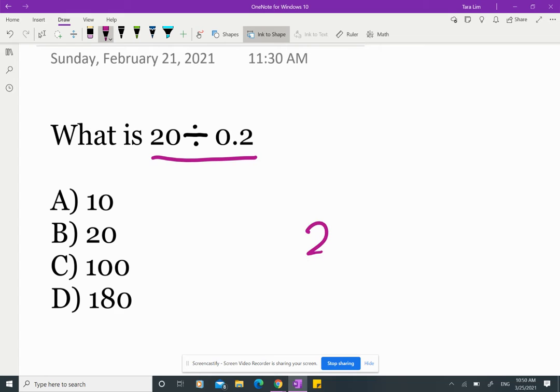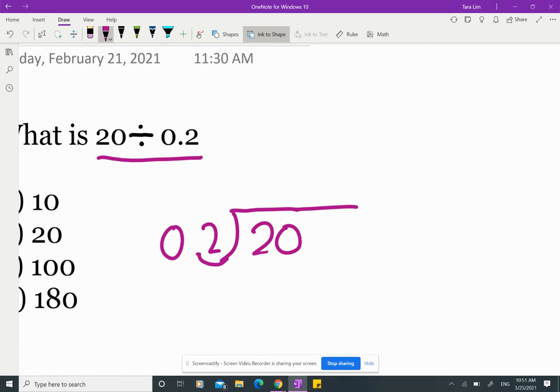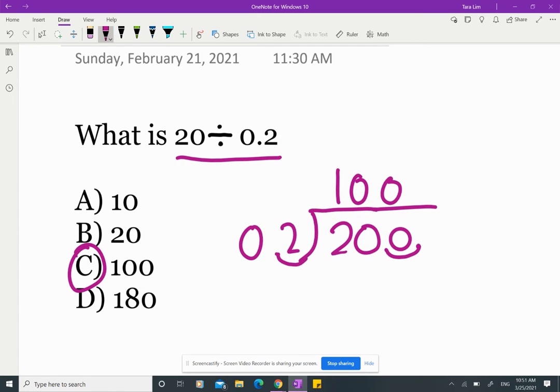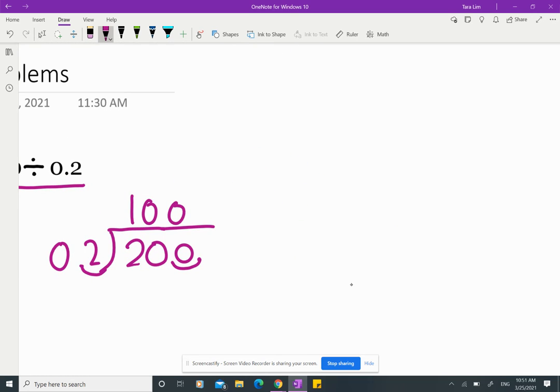So what we should do, normally we would do this. But because we have a decimal point here, we must move the decimal point so that it becomes 2. And when we move the decimal point, we must also move the decimal point over here. So now it becomes 200 divided by 2. Now that gives us 100. So the answer is C. This is very simple. Now let me give you another question.